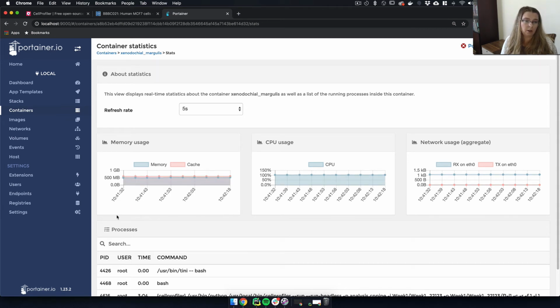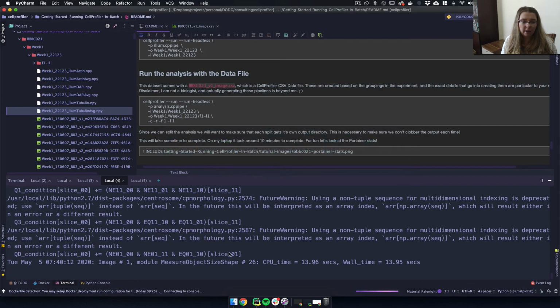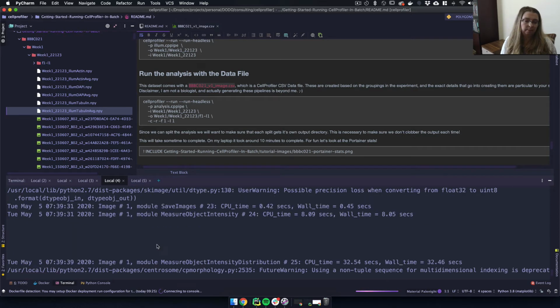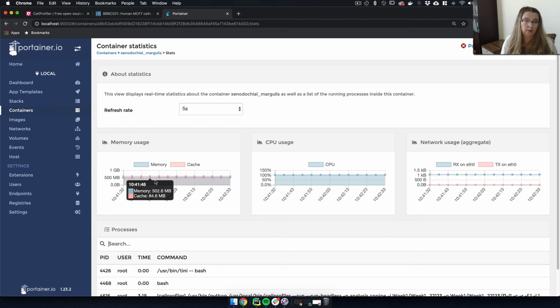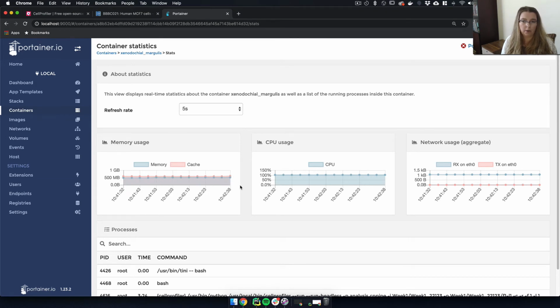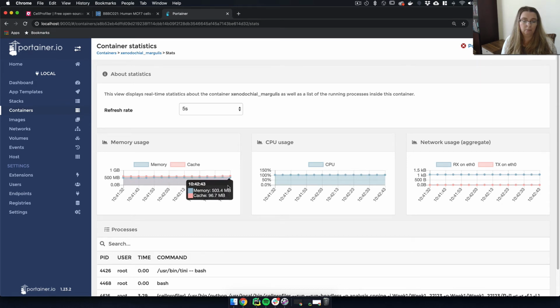Okay, and you can see it's going, and you can map the times. And then you could get pretty into this, because CellProfiler also gives you these timestamps. So you could really get into it and see exactly where it's using the most memory and CPU. At some point this will jump up to about a gig, maybe a little bit more than a gig. I'm not sure. But yeah, there we go.